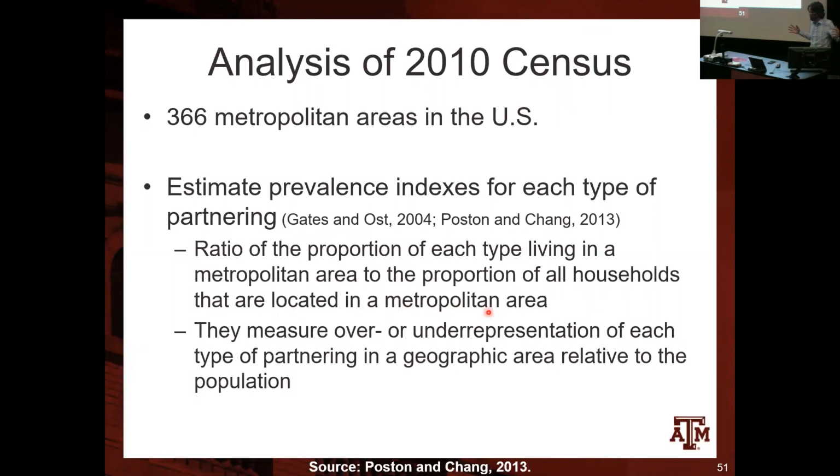So we compare the proportion that a specific type of family partnering happens in that metropolitan area divided by the proportion of all households in that area. These ratios measure over- and under-representation of each type of partnering in a geographical area relative to the overall population in that area. Okay?